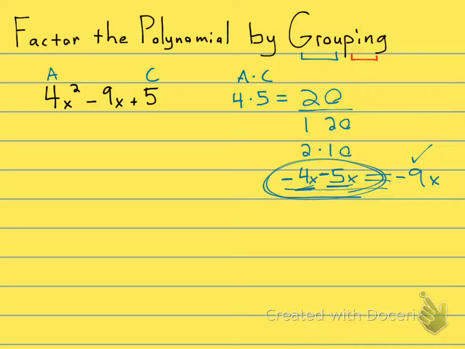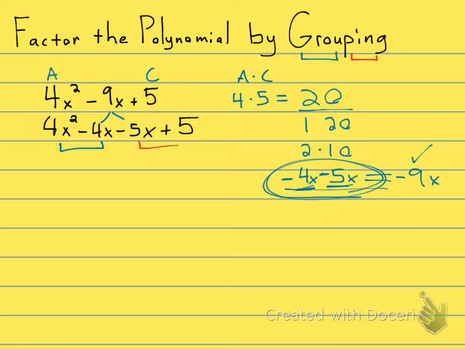All right, let's go back to the problem. We'll split up the middle term. So this is going to be minus 4x minus 5x. Drop down the 4x squared. Drop down the plus 5. And now, a 4-term polynomial is factor by grouping.